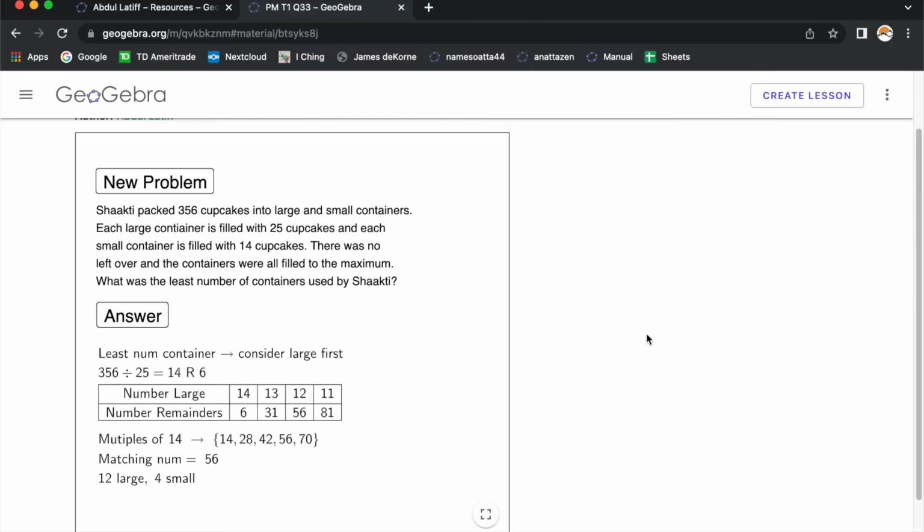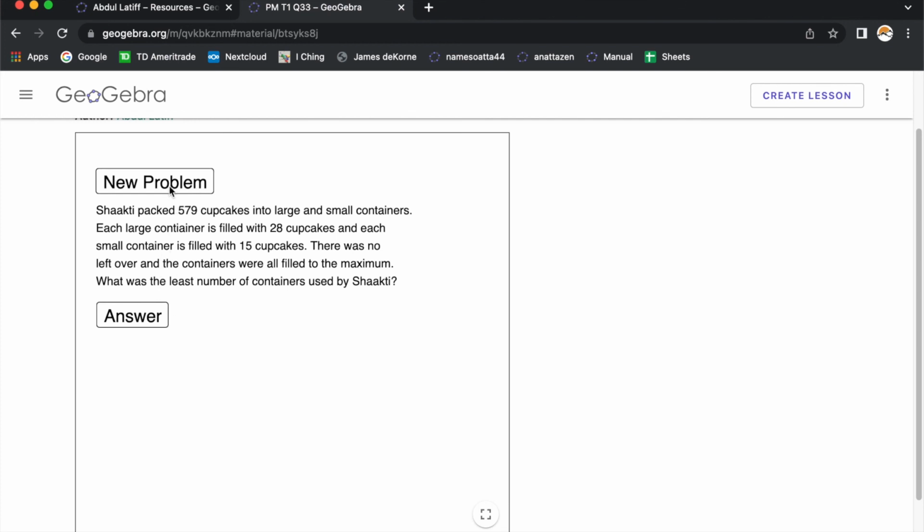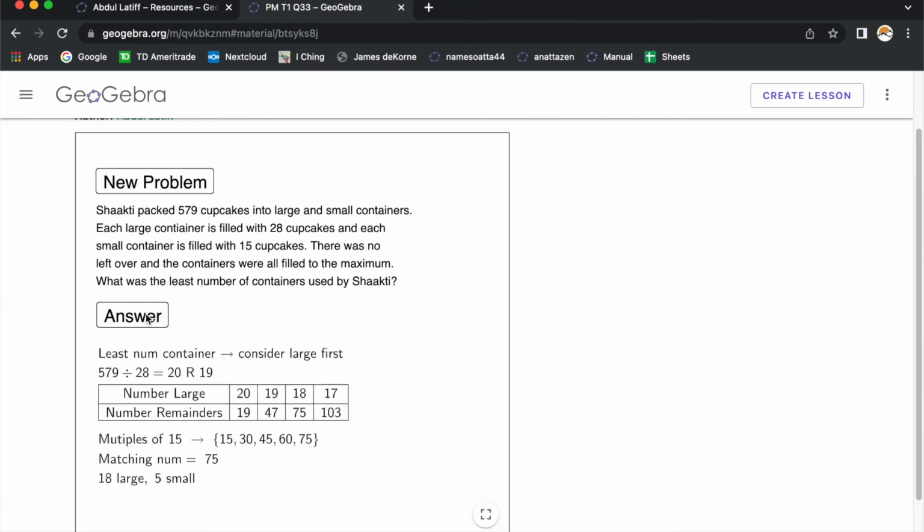Now that you have learned how to solve this problem, go to the link given below and test yourself. This is the problem that we have just solved. Click on the new problem button, you get a new set of numbers, and you can check your answer. Do it a few times if you need to. Make sure that you are able to answer this question all by yourself. Have fun and thank you for listening.